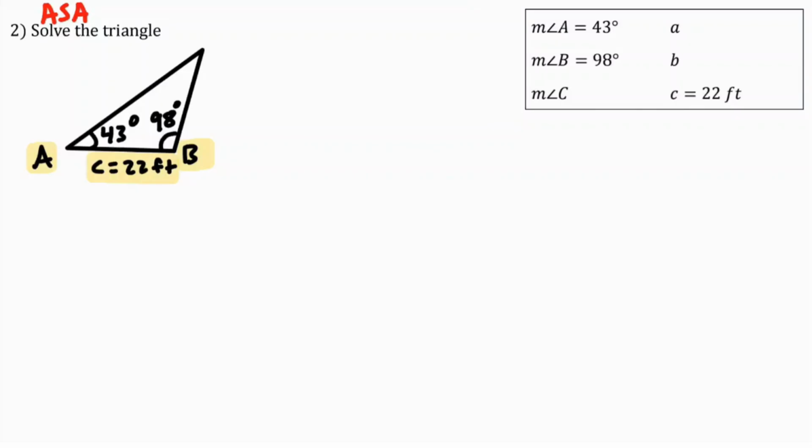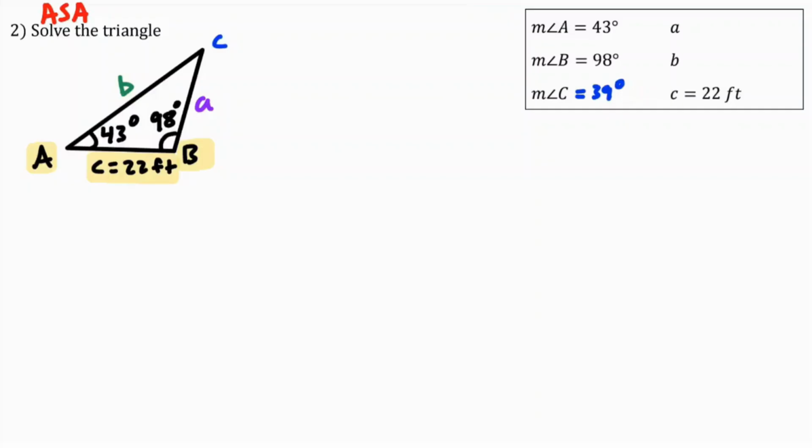All right, so unlike the first problem, let's solve the second problem a little bit faster and get rid of some needless work. So we can solve for angle C. We know that all three angles should add to 180 degrees. So 180 minus 43 minus 98 should give us 39 degrees.